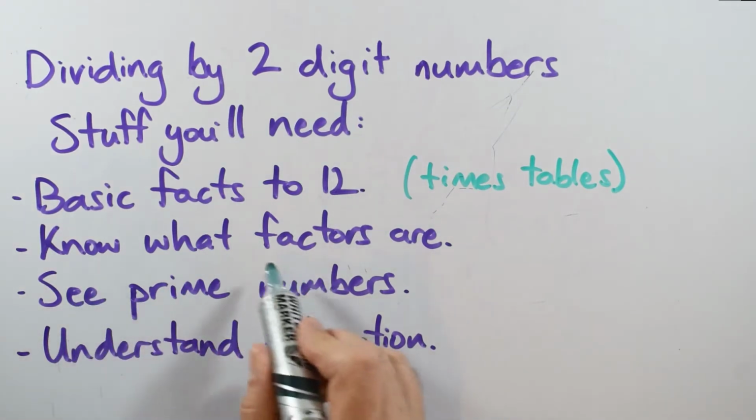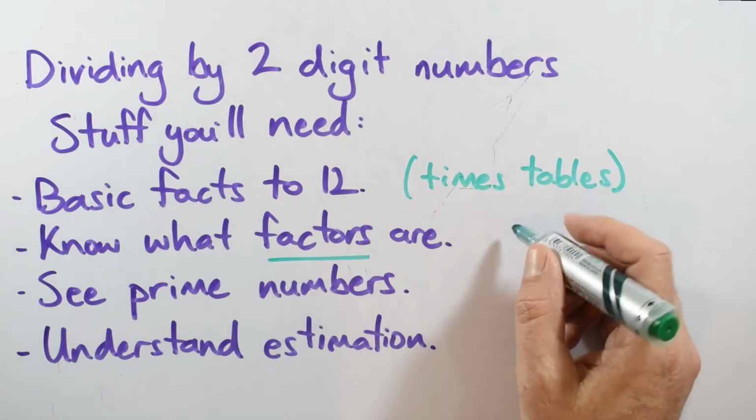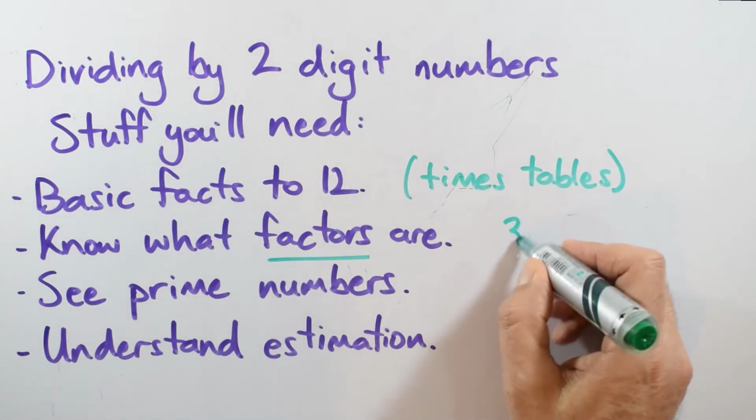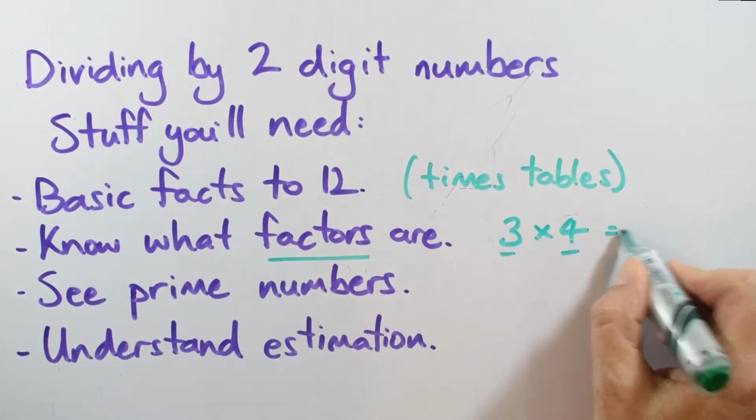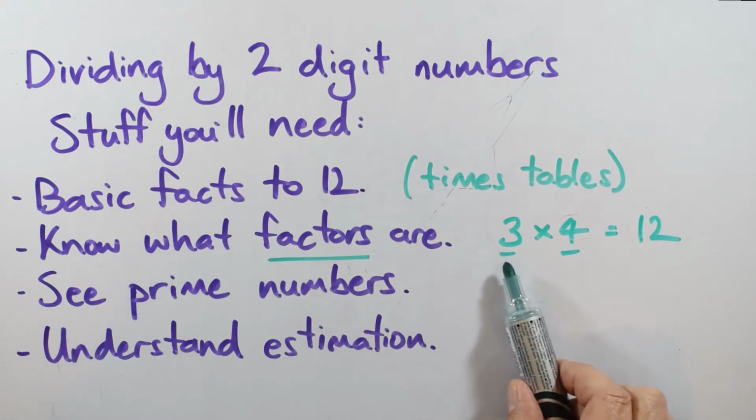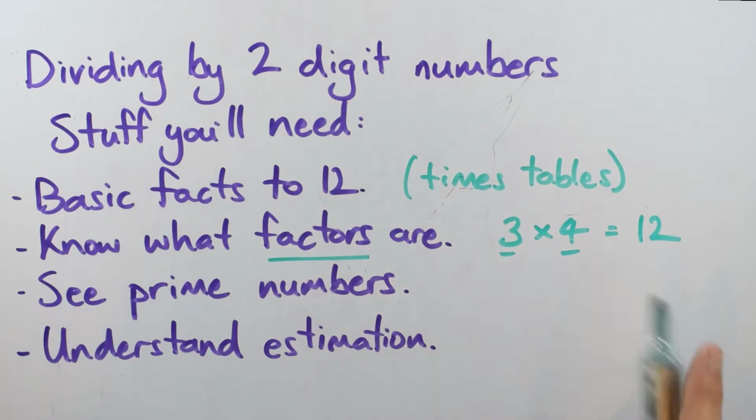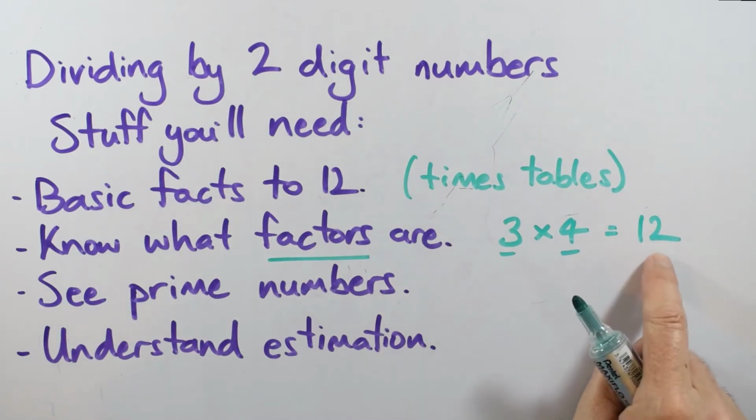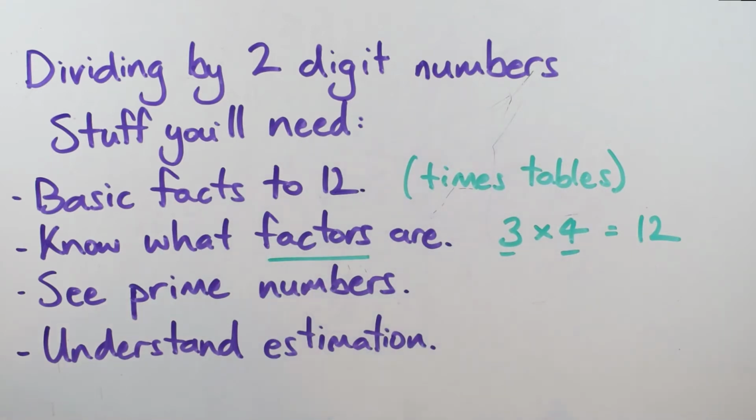Know what factors are. Factors are the numbers that make up the number that you are talking about. For example, if you go 3 times 4, those are the factors of 12. So when we're talking about factors, they're the numbers that you can multiply to make that number. It changes for every number. Some of them have more. 12 has more than just 3 times 4. It also has 2 times 6 and 1 times 12.